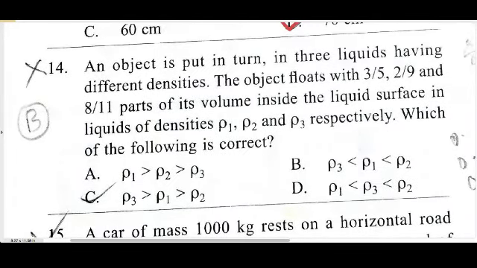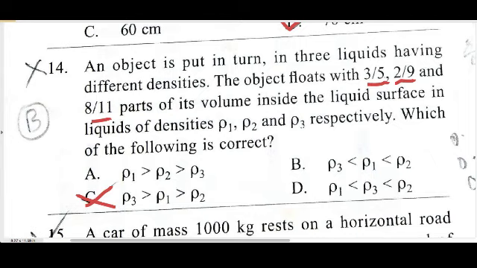A point object is put in turn in 3 liquids having different densities. The object floats with 3/5, 2/9 and 8/11 part of its volume inside the liquid surface in liquids of density ρ1, ρ2 and ρ3 respectively. Which of the following is correct? So when the object is put in the first liquid, ρ1, then 3/5 part of the volume is inside. Next 2/9 part of the volume is inside, and the next 8/11 part of the volume is inside. So now we should find the relation between those.